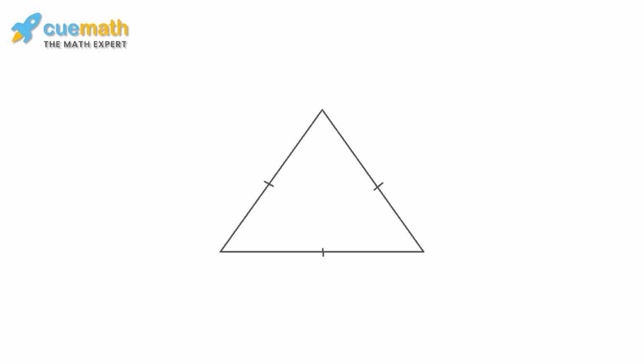So to start with, let's consider an equilateral triangle where we know that all sides are equal. Let us consider one of the side lengths to be x. And now to find the perimeter of this equilateral triangle, we'll have to add up all the side lengths and we are going to get 3x, which is an algebraic expression.